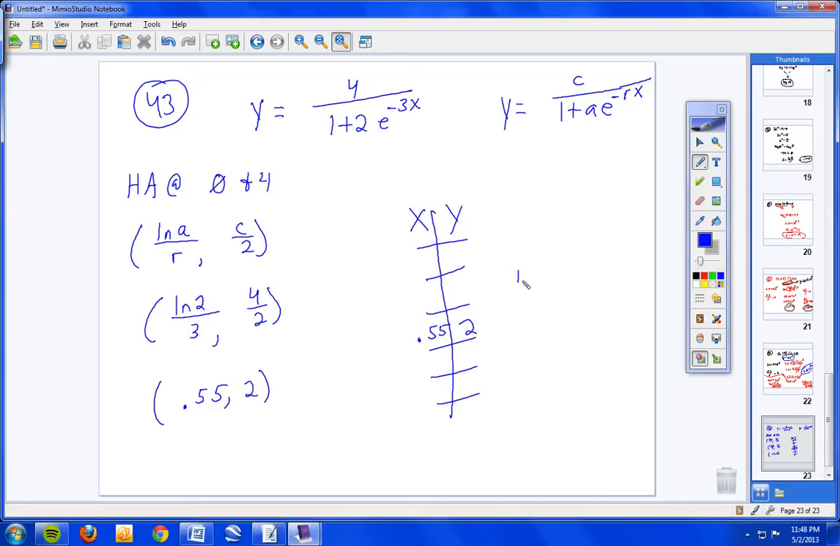It'll be y equals 4, then hit divided, then parentheses 1 plus 2, then hit the E button, and this pops up with the parentheses, and you type in negative 3x, and then close your parentheses twice, like that. And if you do that correctly, your table of values should be very accurate. Okay, let's continue on.